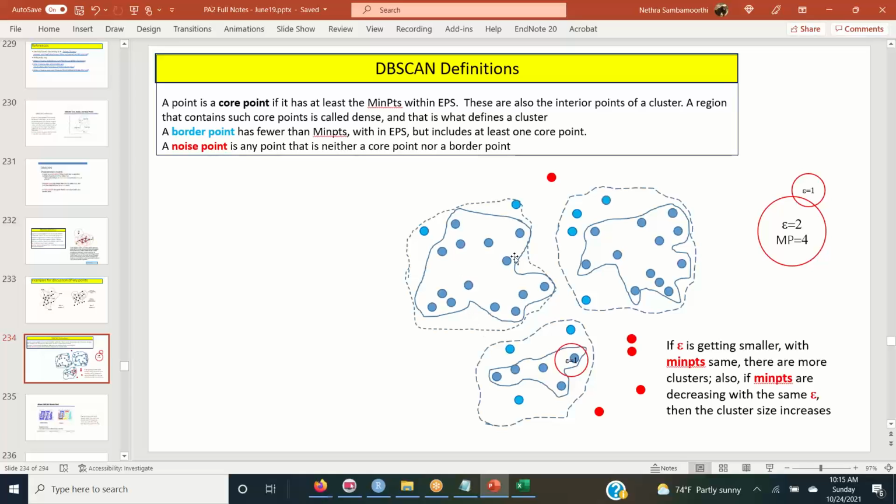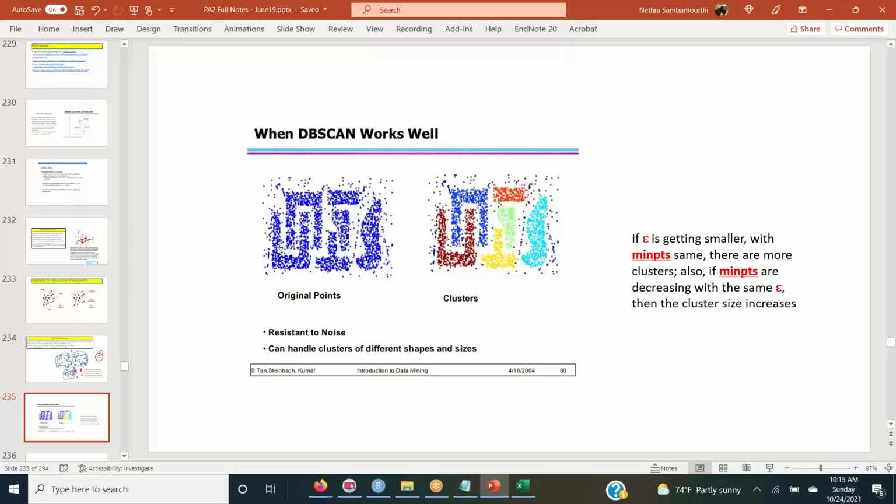Okay. In this collection of points, if epsilon is getting smaller with minimum points the same, there are more clusters. Also, if minimum points are decreasing with the same epsilon, then the cluster size increases, because we are expecting fewer points for the same epsilon. So this is the question of when the cluster size increases and decreases. Okay, so here is a fascinating example.